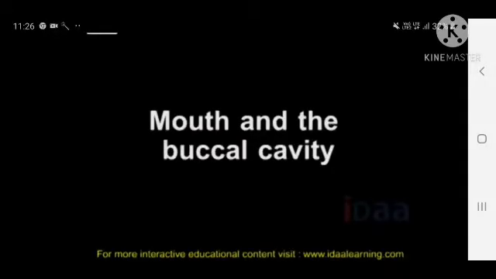Now the first part of our alimentary canal starts from the mouth and the buccal cavity. The mouth is an oral cavity where you ingest the food and chew the food. For helping in chewing, your lips are there, which help in closing the mouth, sucking, sipping liquid, etc. Then inside the mouth you have a muscular tongue, which helps in chewing and mixing saliva with the food. It also helps in speaking.